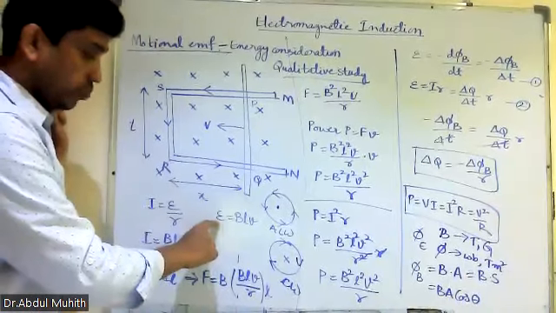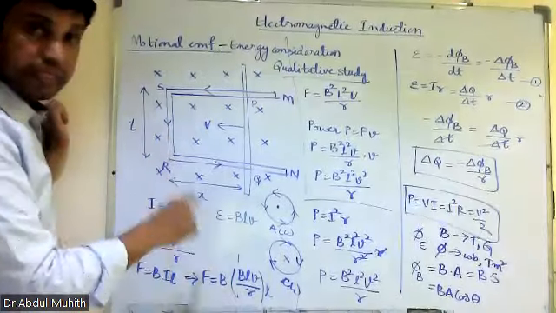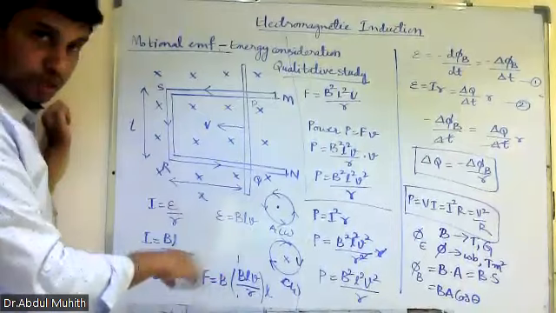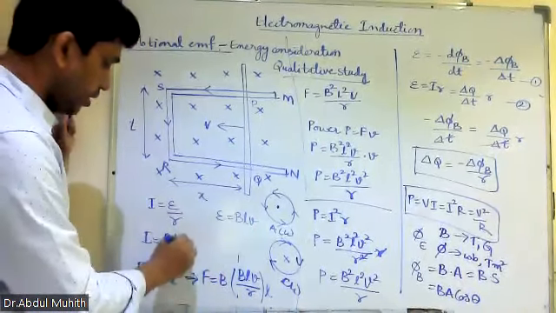So E is equal to what? Induced EMF is E is equal to BLV. B is the magnetic field, L is the length, and V is the velocity with which it is moving. This came from the first part. I'll explain that also. Now I is equal to BLV divided by R.